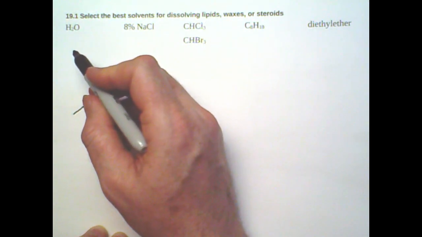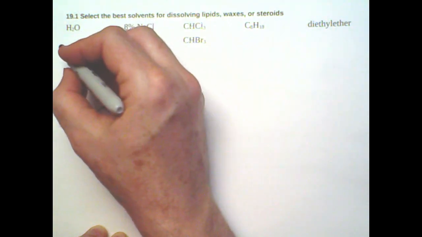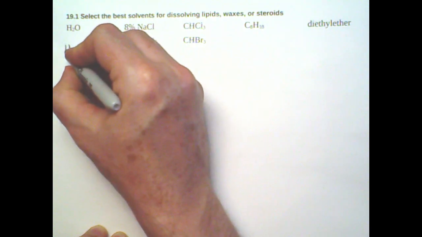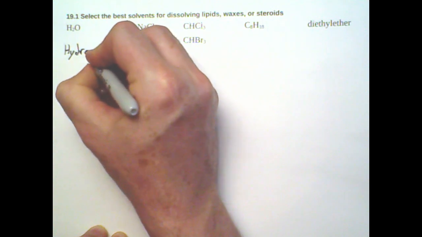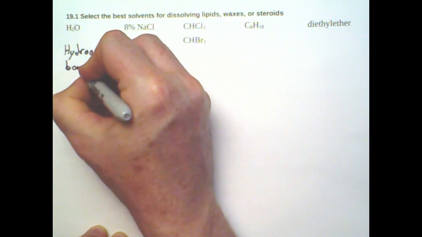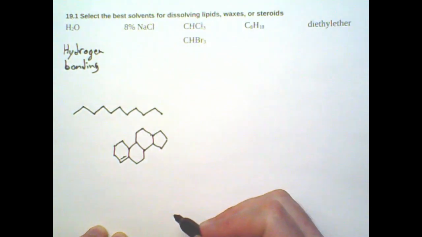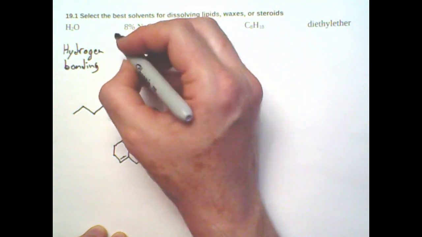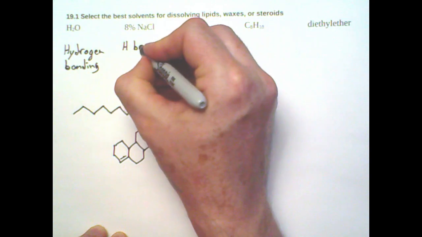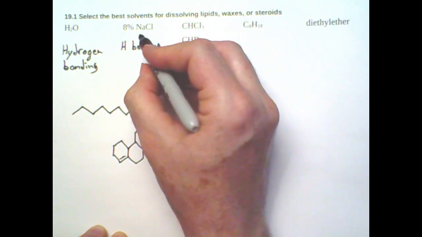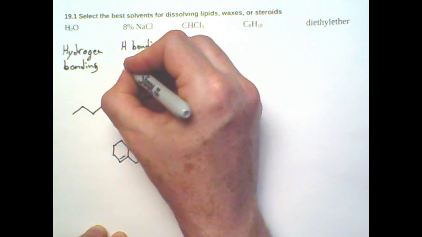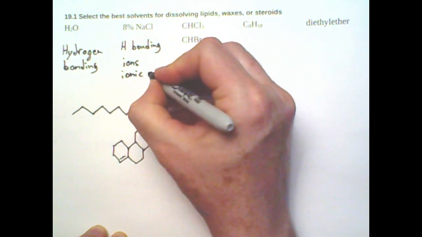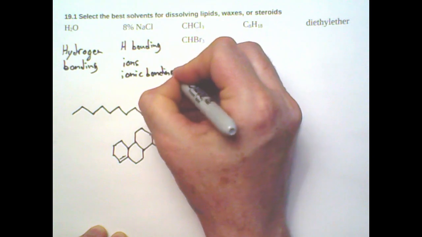So to identify what's going to be soluble in a particular solvent, we need to look at the strongest intermolecular forces in that solvent. Water is dominated by hydrogen bonding. An 8% sodium chloride solution implies water, so we have hydrogen bonding, but we also have ions in that water that want to do ionic bonding.